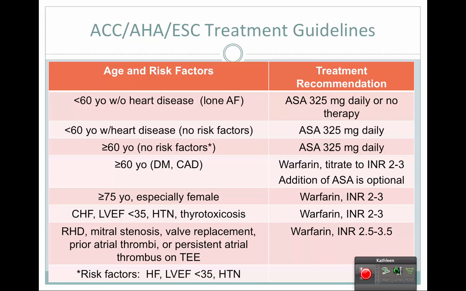Someone who's greater than 60 with diabetes or coronary artery disease, we potentially could use Coumadin or the new oral anticoagulants, and we're going to talk more specifically in class about those. We're going to titrate to an INR of 2 to 3. Addition of aspirin is optional.